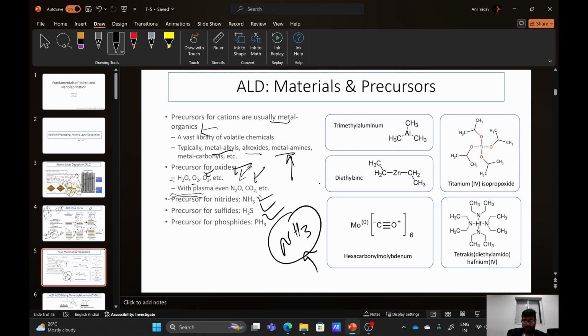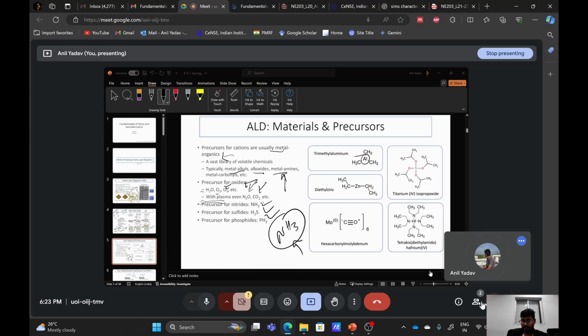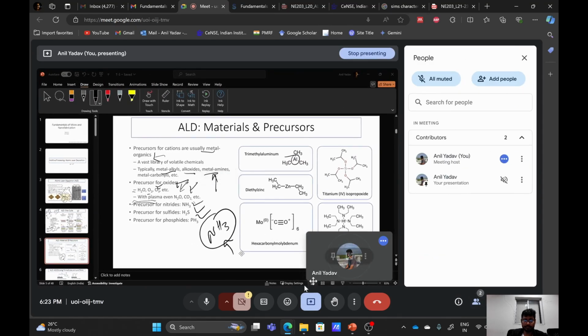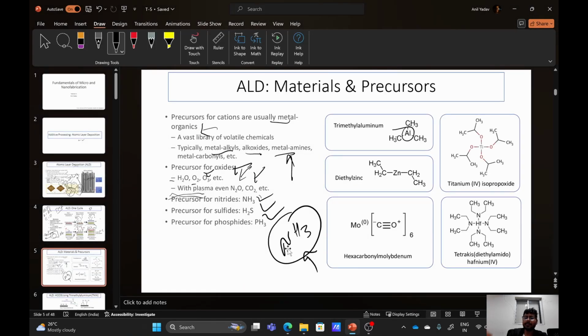And for aluminium, trimethyl aluminum is used. This is an organometallic precursor, and another organometallic precursor is diethyl zinc. These kinds of precursors are used. Some are very small in size, some are very large, but these precursors are highly reactive.